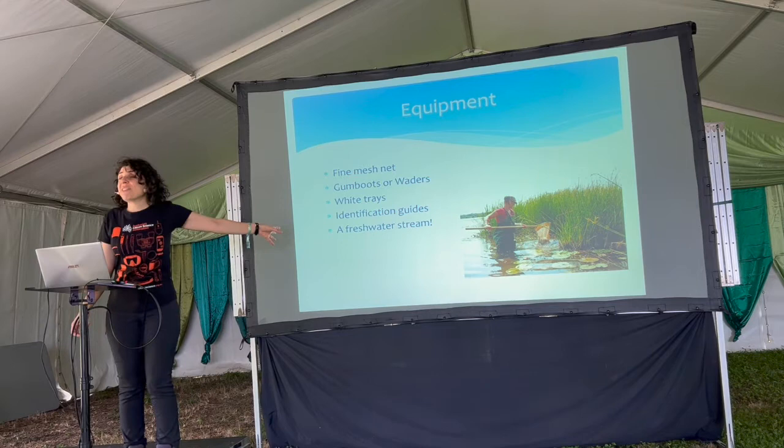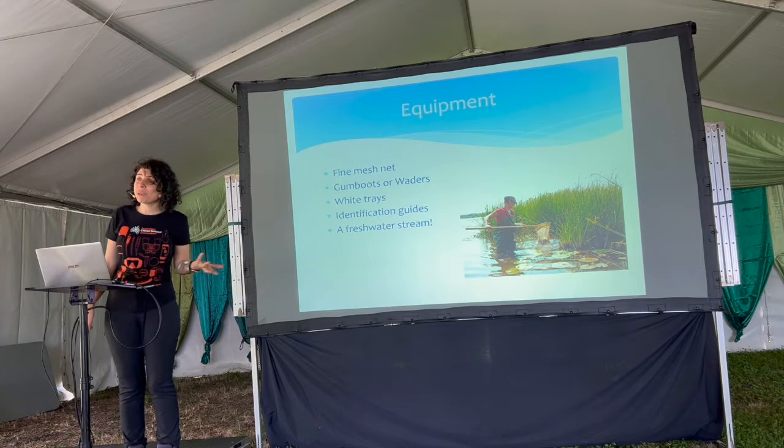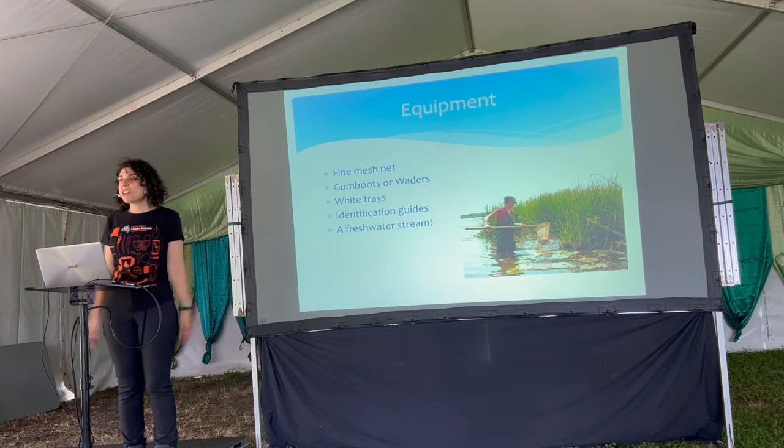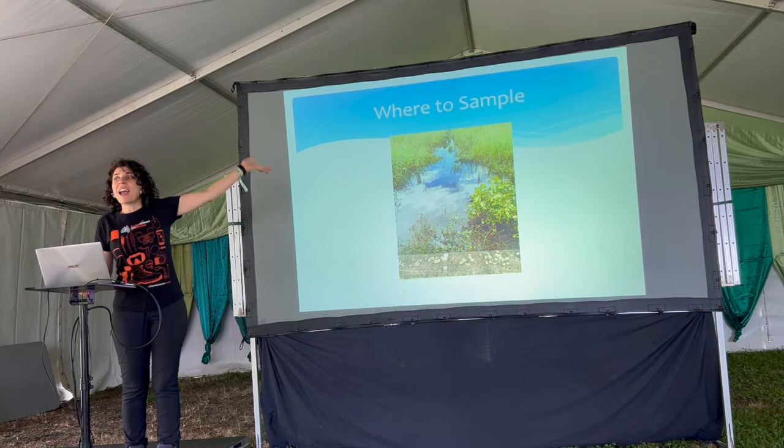Some identification guides. I mentioned the Waterbug Blitz app, but there are so many free online resources for identifying water bugs. It's a very popular activity all around the world, so that's going to be the easiest thing for you to get your hands on. And a freshwater stream, and it does not have to be a beautiful, pristine creek. I have done this in stormwater drains. That's actually a stormwater drain in an industrial area that has a concrete base, and the sediments have built up so much that now there's grasses in there, and I found a good variety in there.